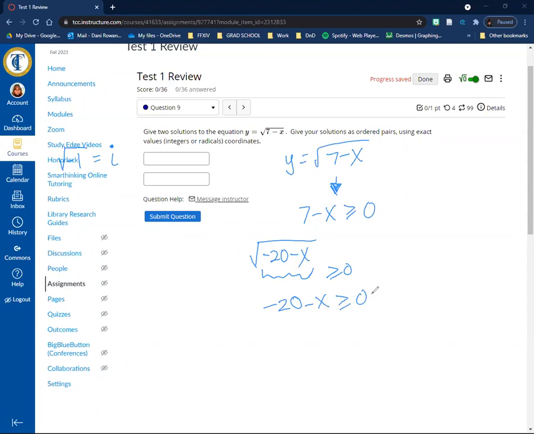So just move the 20 to the other side. But would that still be -20 because the x is negative? Right now you'd have to switch it, right? So if you did that, you'd have -x is greater than or equal to 20. And then multiply by a -1 gives you x. Don't forget to flip the sign if you multiply by a negative. So you have x is less than or equal to -20.